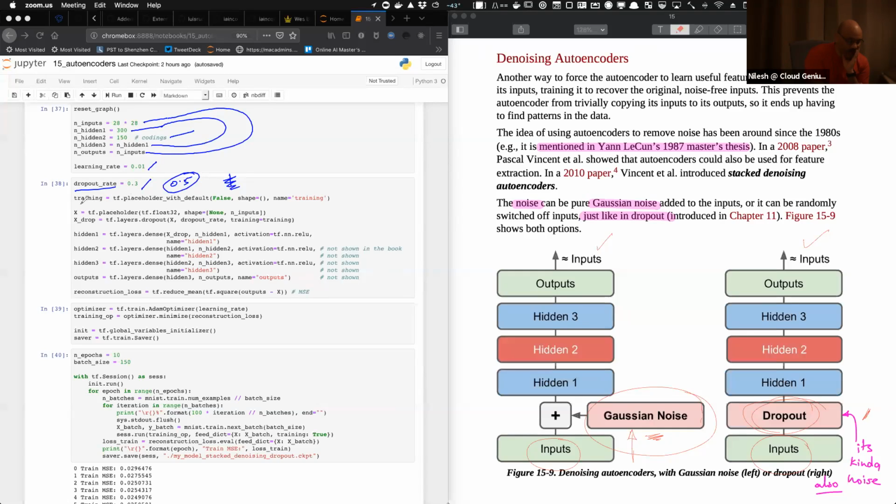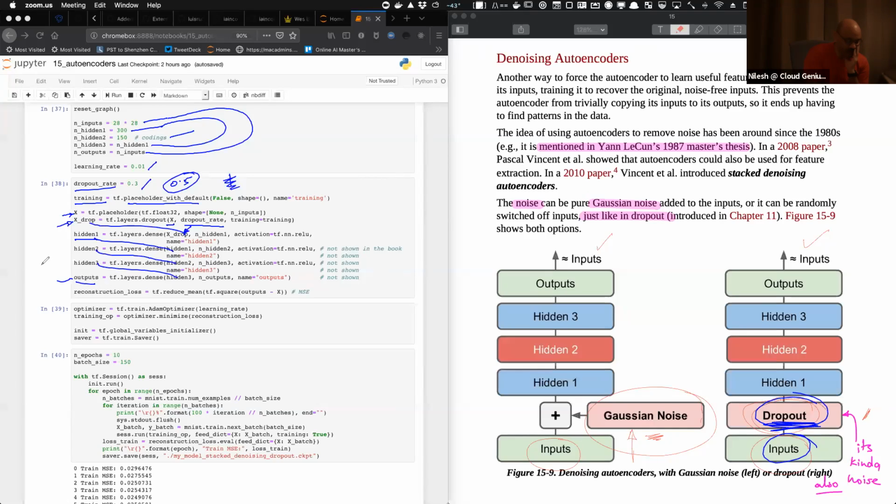Dropout. We are setting our training placeholder with default X as an input. Now we are creating a dropout X, which basically sets the dropout rate on X, which is this idea here. Input, dropout. Then we are defining the usuals. Hidden 1 is basically using the input as X drop is the input here. Hidden 1 goes in here. Hidden 2 goes in here. Hidden 3 goes in here. And then you get the output.